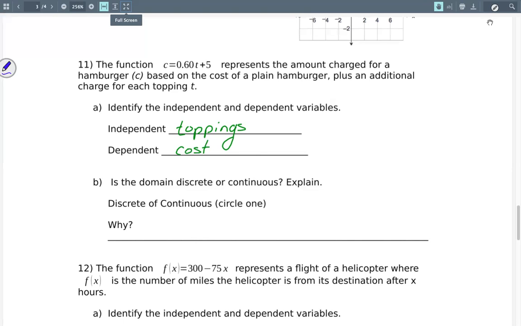Now, is it discrete or continuous? Well, in this one, it's going to be discrete. And here's why. Because it's going to end up being a bunch of points on a graph, because you either have the topping or you don't. Okay, I can't have half a topping. I can't have 3/4 of a topping. It doesn't work like that. They either put the topping on or they don't put it on.